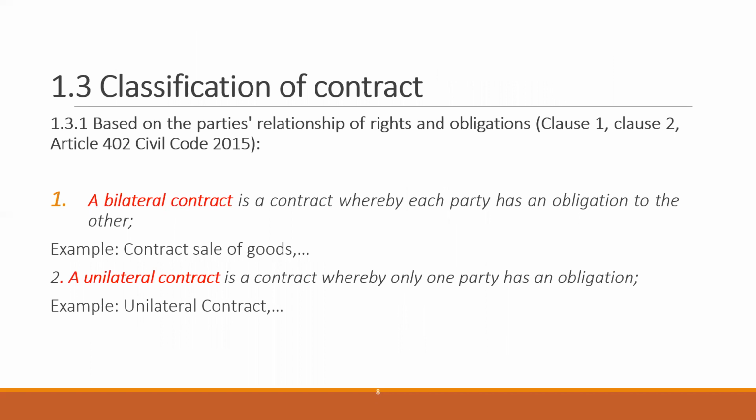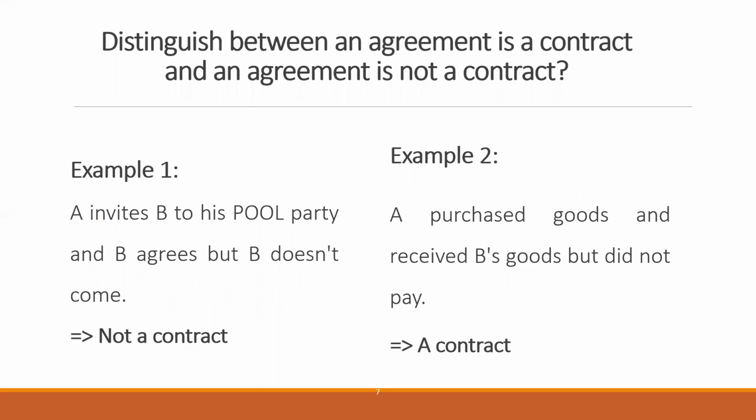Classification of contract. Before we go to classification, we see an example. So we see here, according to traditional common law, there must be an offer and acceptance. So the conditions: we need to give an offer and we need to have an acceptance.